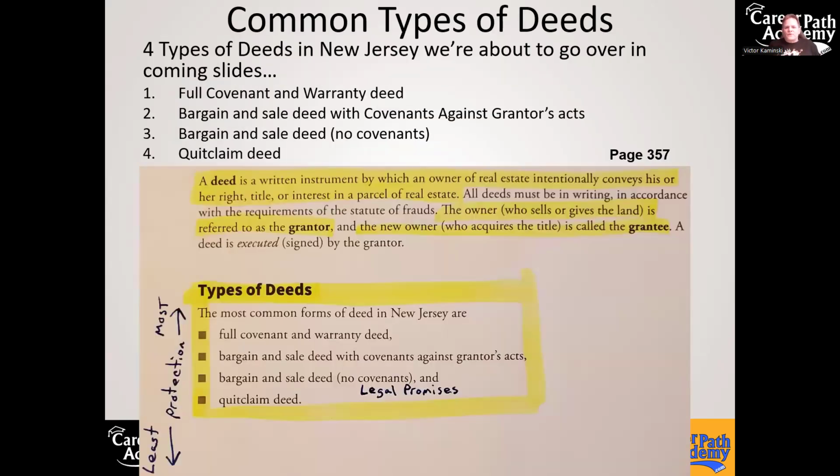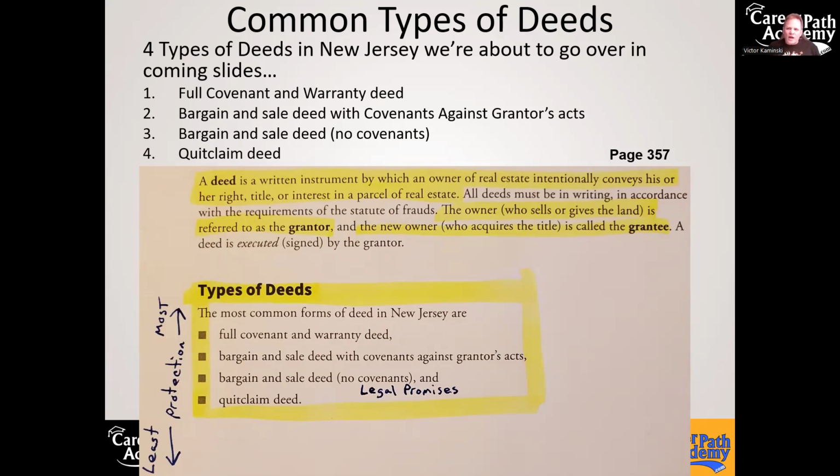Okay, there are four types of commonly used deeds here in the state of New Jersey. We have our full warranty deed, or full covenant and warranty deed, it could be called. Your bargain and sale deed with covenants against grantor's acts, also known as a limited warranty deed. And you've got a bargain and sale deed. That's it, nothing said after that, because it's a bargain and sale deed with no covenants.